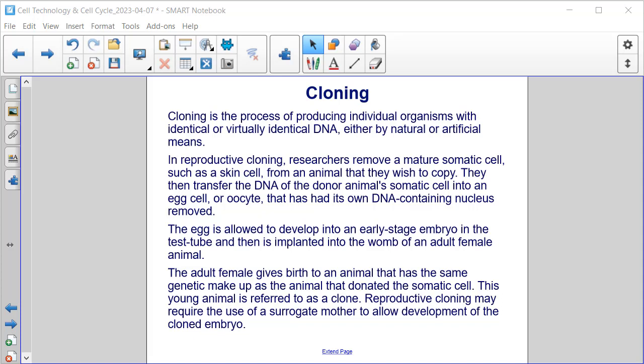The egg is allowed to develop into an early-stage embryo in the test tube and then is implanted into the womb of an adult female animal. The adult female gives birth to an animal that has the same genetic makeup as the animal that donated the somatic cell. This young animal is referred to as a clone. Reproductive cloning may require the use of a surrogate mother to allow development of the cloned embryo.